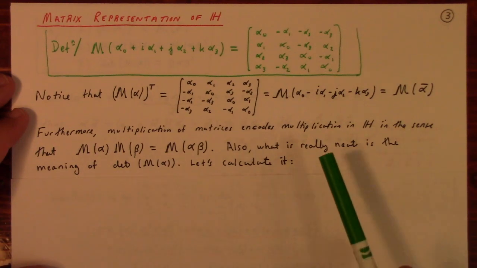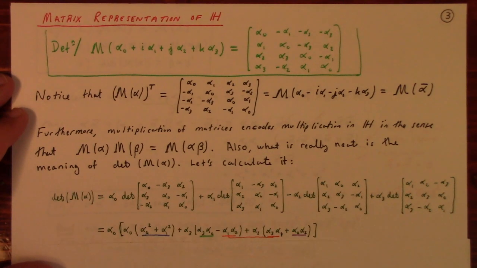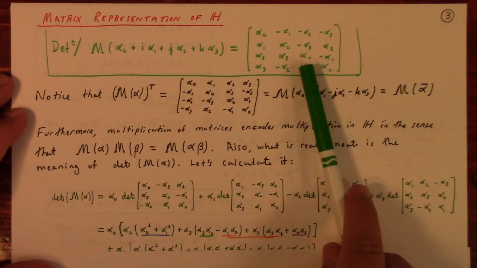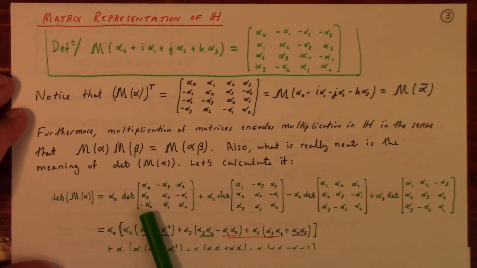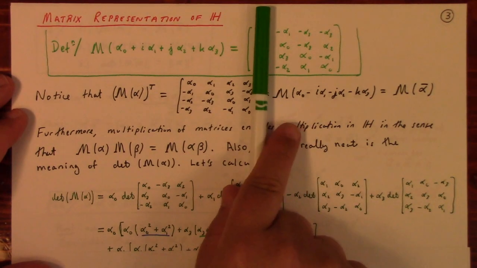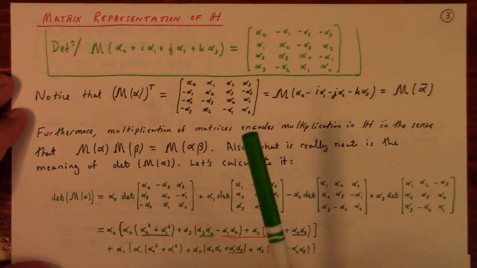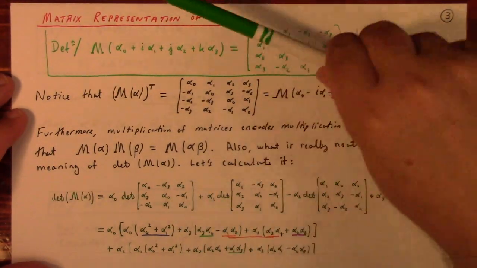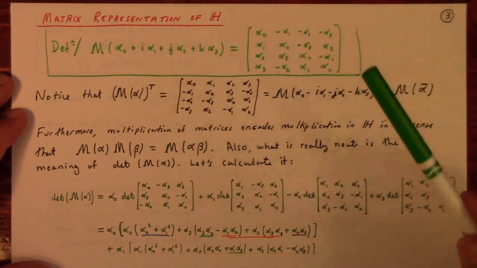So anyway, what's really neat though is the meaning of the determinant of alpha. So let's calculate the determinant of the matrix. So here it is, a 4x4 matrix. I'm expanding across the top row: alpha naught, times the determinant of the 3x3 that crosses out this one and that one. It leaves me this 3x3, which I put here. And then with alpha 1, we cross out this one and this one, everything else is left. That gives me these guys.